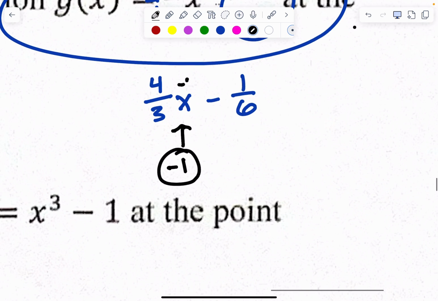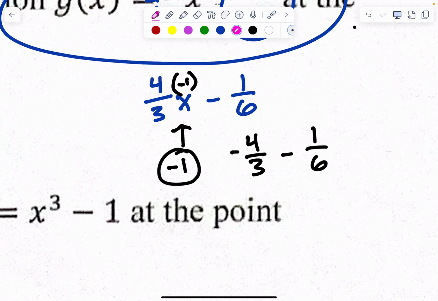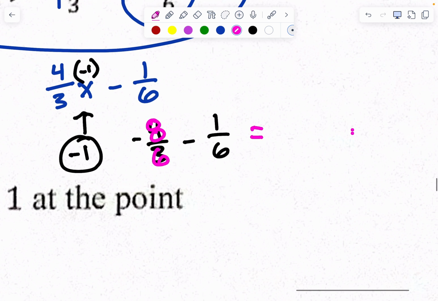All right, if I plug -1 in here, this becomes -4/3 minus 1/6. Let's find a common denominator. 6. So this is -8/6 minus 1/6, so that is equal to negative 9/6, which is negative 3 over 2.